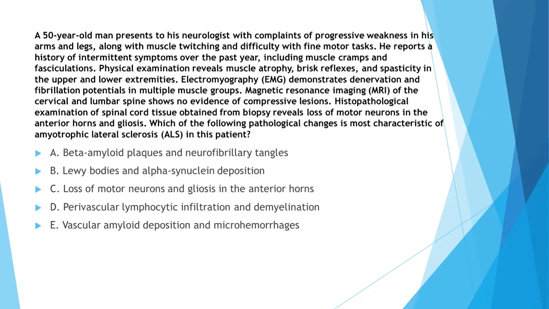Electromyography demonstrates denervation with fibrillation potentials in multiple muscle groups. Magnetic resonance imaging of the cervical and lumbar spine shows no evidence of compressive lesions. Histopathological examination of spinal cord tissue obtained from biopsy reveals loss of motor neurons in the anterior horns and gliosis. Which of the following pathological changes is most characteristic of amyotrophic lateral sclerosis in this patient? Beta-amyloid plaques and neurofibrillary tangles, Lewy bodies and alpha-synuclein deposition, loss of motor neurons and gliosis in the anterior horns, perivascular lymphocytic infiltration and demyelination, or vascular amyloid deposition and microhemorrhages.